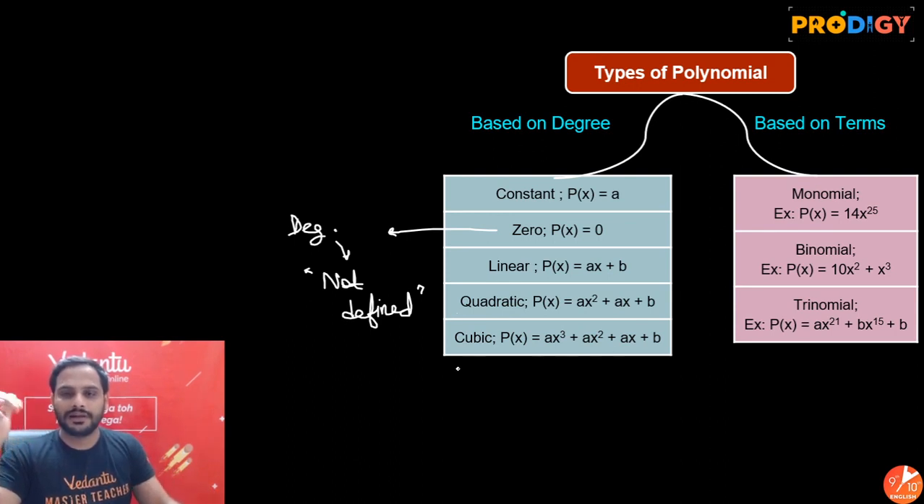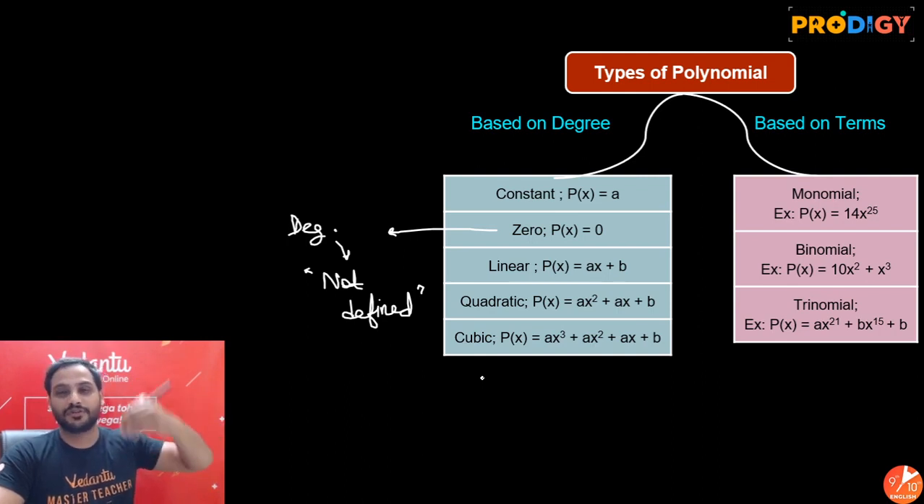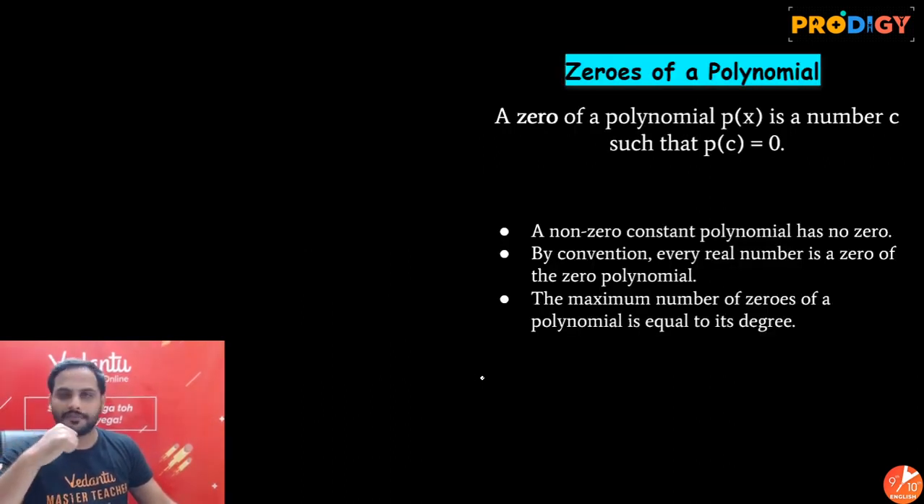Also one more thing beta, after cubic, suppose degree 4, we call it quartic. Then there are other names, but those are not important at all. So we'll generally refer to it as degree 5 equation or degree 5 polynomial, degree 6 polynomial, like that. Alright, so this you have studied in your grade 9. Then comes zeros of a polynomial.